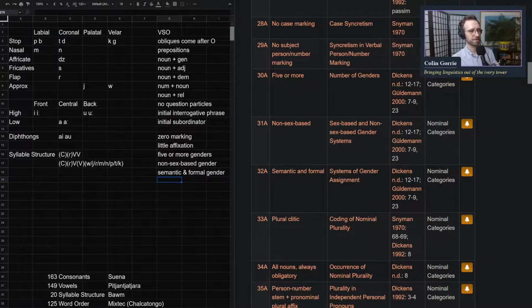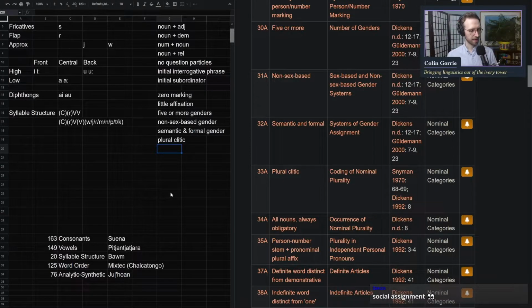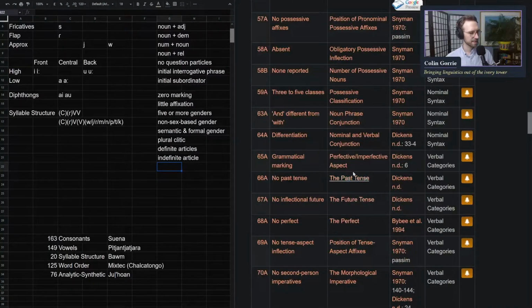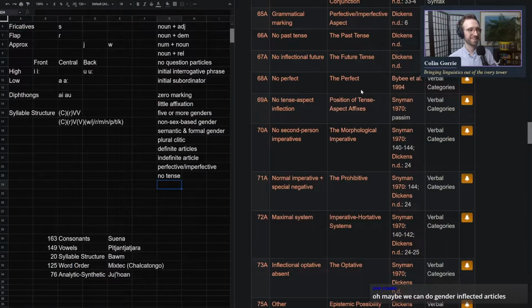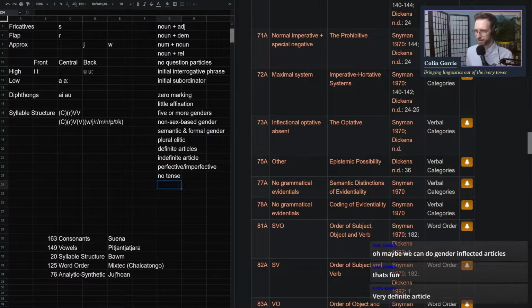Yeah. Oh, we've already gone off of morphology proper, but this is kind of fun. Let's say we have a plural clitic. We have definite articles. We have indefinite articles. Kind of a thing I don't often do in conlangs, but let's do it here. Yeah, let's leave that for now. Let's go down to verbal categories. So we have perfective versus imperfective aspect. We have no tense. So no past or future tense. No perfect. No inflection for tense and aspect. That's kind of cool. All right, that's enough. That's enough, I think, to take from this language.